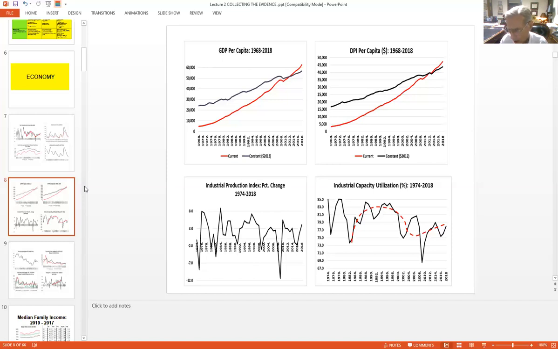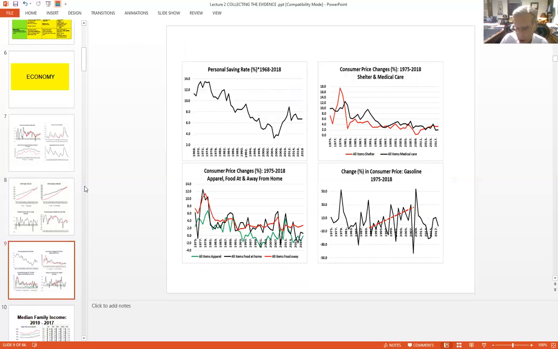You can see that most recently capacity utilization has started back up again, but it's got a long way to go before it gets up to 80%. And it's at that level, about 80% on average, when production of machinery and equipment tends to pick up. So no surprise that production of machinery and equipment has not been vigorous recently.